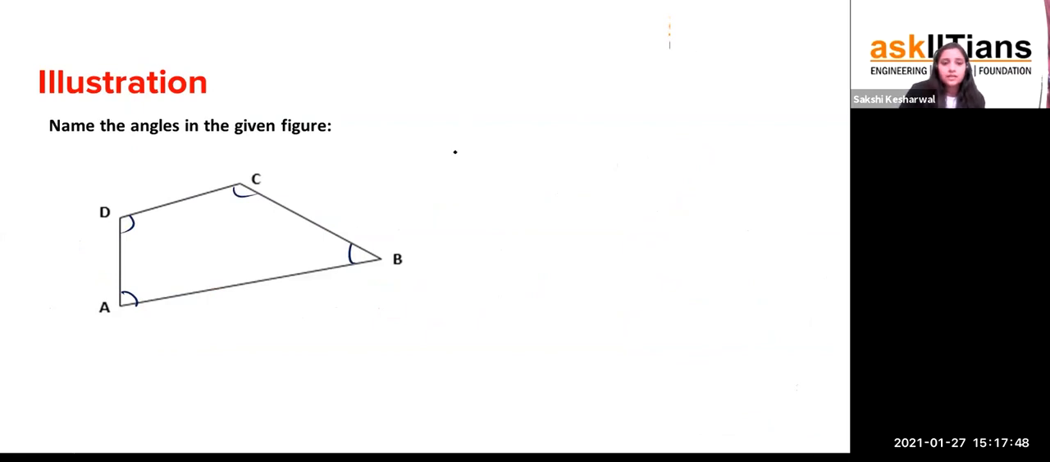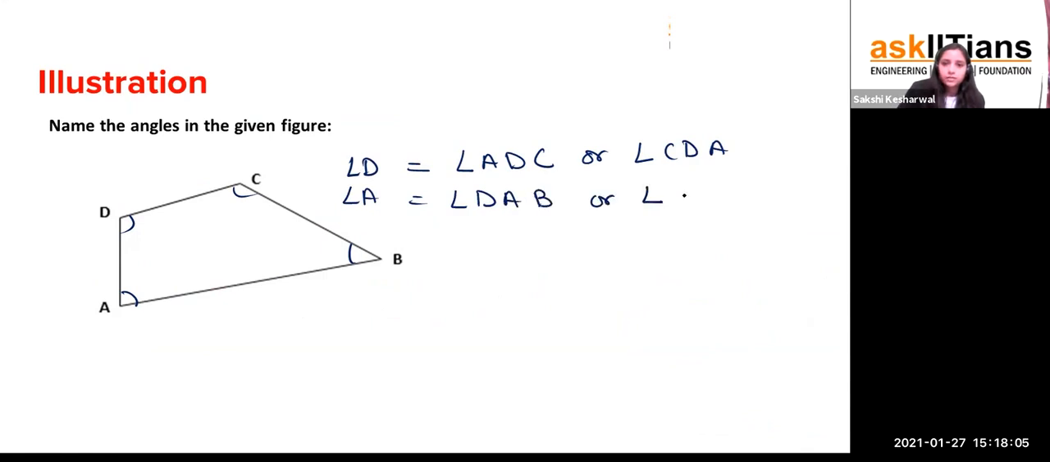So you can write this as angle A. I'm writing this angle D. How are you going to write angle D? You can write angle ADC, or you can write angle CDA. Angle A can be written as angle DAB, or angle BAD. Now, angle B can be written as angle ABC, or angle CBA. Go in any of the directions.